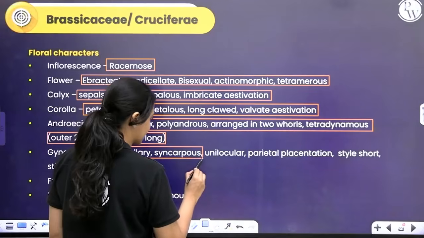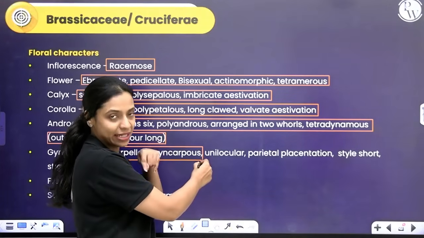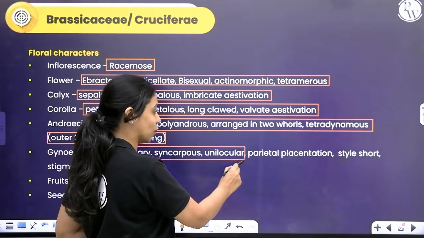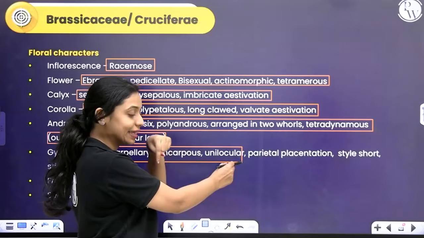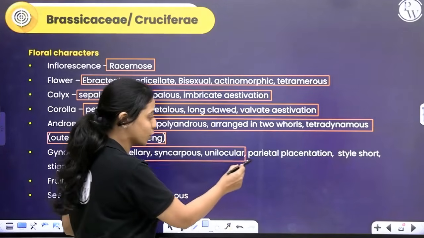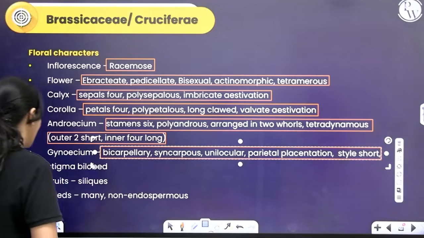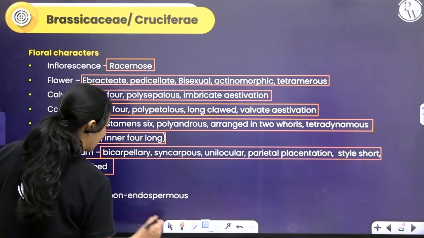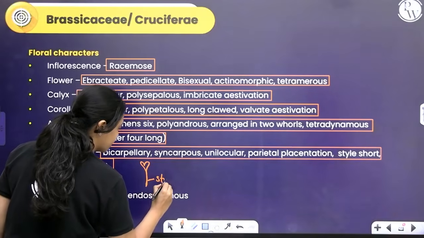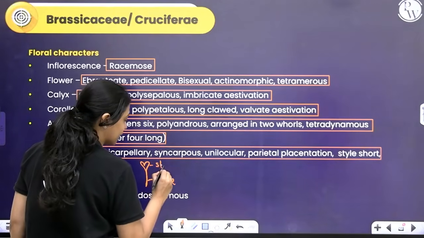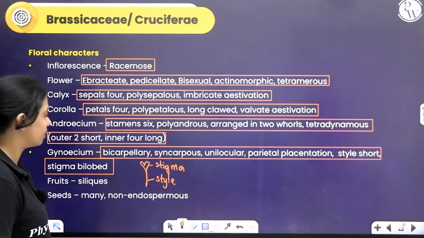Since it is fused, we call it syncarpous. Both the carpels have fused and inside you don't have any septa, you have just one locule, so it's unilocular. Over here you can see that the seeds are arranged on the inner wall of the ovary peripherally, so you call this parietal placentation. The style over here is very short in length and the stigma is bilobed. The stigma is bilobed means it will be like this. If this is the style, this is the stigma. The stigma will have 2 lobes like this. So you call it bilobed.